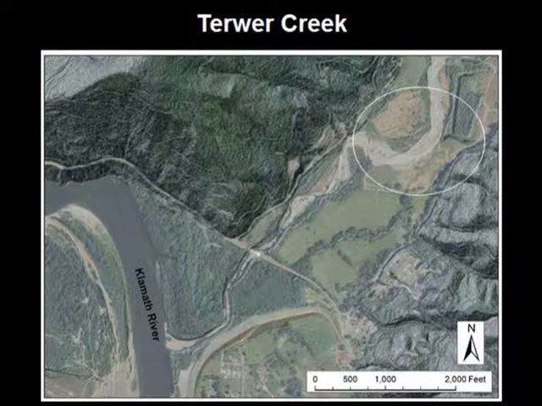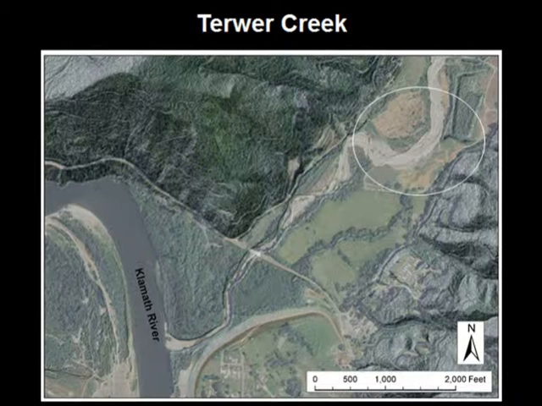All right, so moving into a larger system, Terwer Creek. This is a 5th order watershed. The project area is just about 1.5 miles upstream from the Klamath River, at a 1.5-year flow event on the Klamath, we'll get backwater up to the 169 bridge.